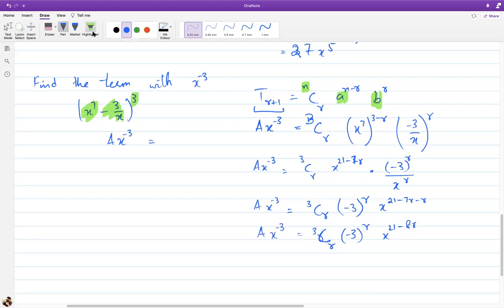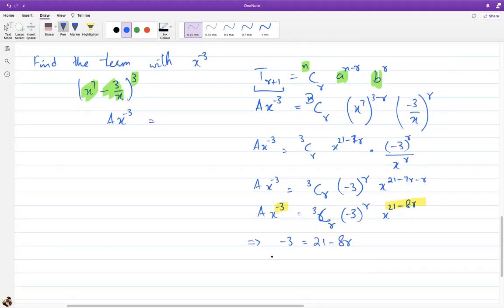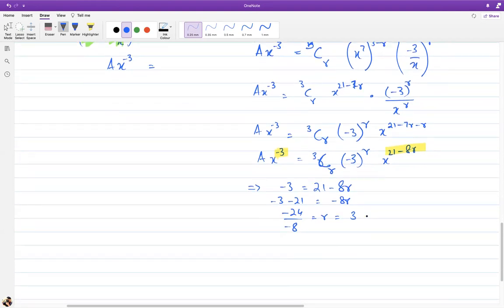Now, do you notice that I can compare them easily? I can see that, okay, here x to the power minus 3 and here x is to the power 21 minus 8r. So I'll be like, okay, that means minus 3 is equal to 21 minus 8r. And I'll find r. So that will be minus 3 minus 21 is equal to minus 8r. So 24 over minus 8 is equal to r. That gives me r is equal to 3. Now I know what r is. I plug that back in there. This is just like substitution, okay? I plug it back in there.